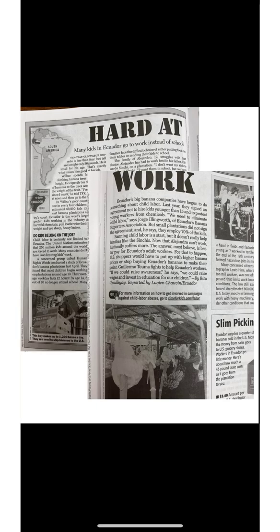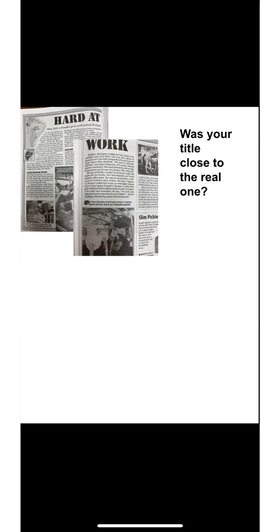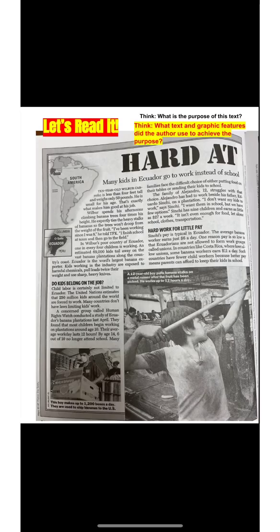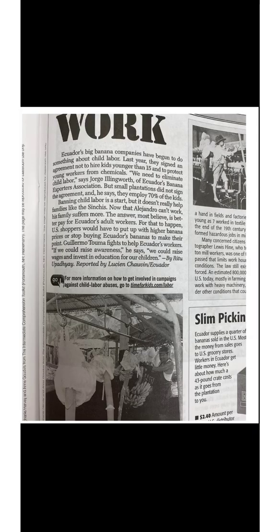Do you think the text features that we examined closely match the title of the story? And do you think both of those together really will help us figure out what the central idea or purpose for this article is? I think so, and that is why graphic and text features are important to understand and be able to identify. Stay tuned. Next, we are going to read this story and try to figure out the central idea.